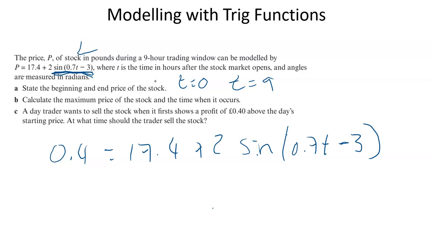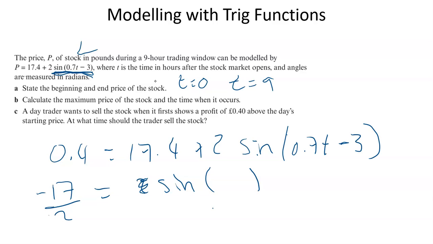Well, we can rearrange this easily enough. We'll just take the 17.4 away and get minus 17 equals 2 sine, etc. Divide by the 2 and get rid of that. We can inverse sine in order to get 0.7t minus 3 equals an amount. And then we can just rearrange it for t.